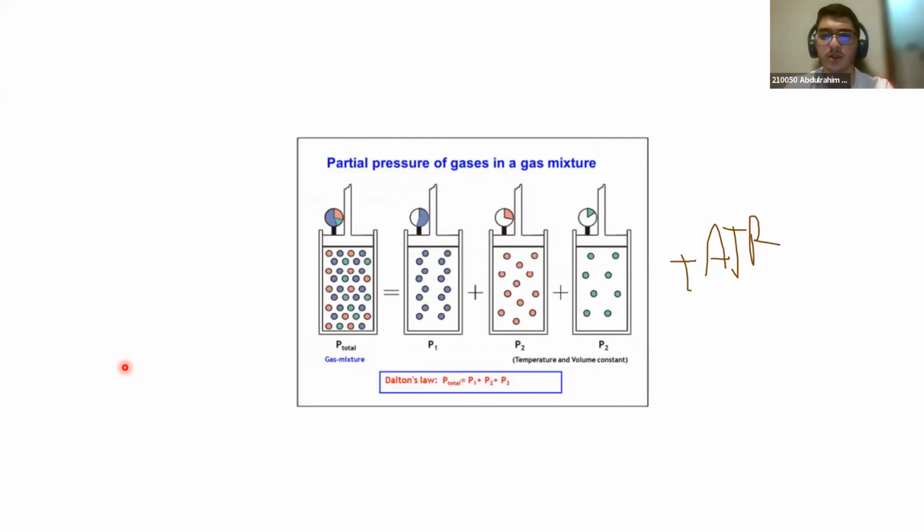So partial pressure for gases in a gas mixture. So you have total pressure, which is the sum of all partial pressures. So let's consider that here you have oxygen, here you have carbon dioxide, here you have nitrogen. So the total pressure is their sum. So it's straightforward.